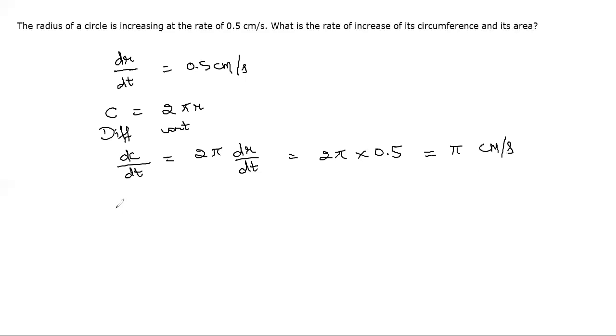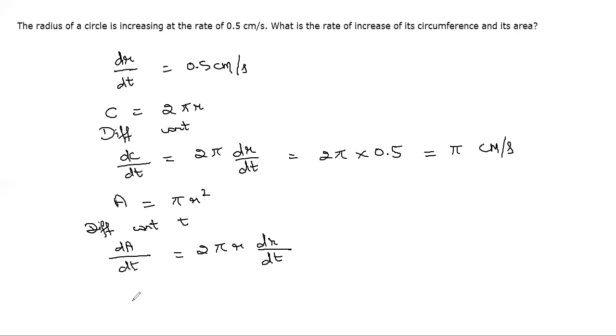Now we have to know the rate at which the area is increasing. Area of a circle is pi r square. If we differentiate both sides with respect to t, we will get dA by dt equals 2 pi r dr by dt. So the rate at which the area is increasing will be 2 pi r times 0.5, which is pi r centimeter square per second. Because we are not given any particular radius, it will be a variable thing.